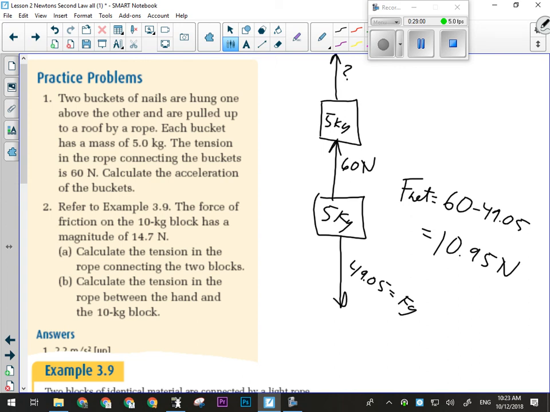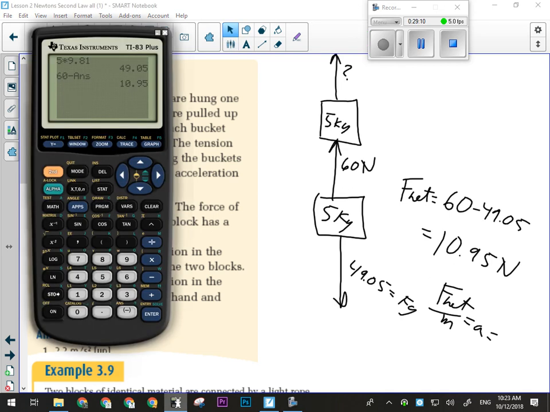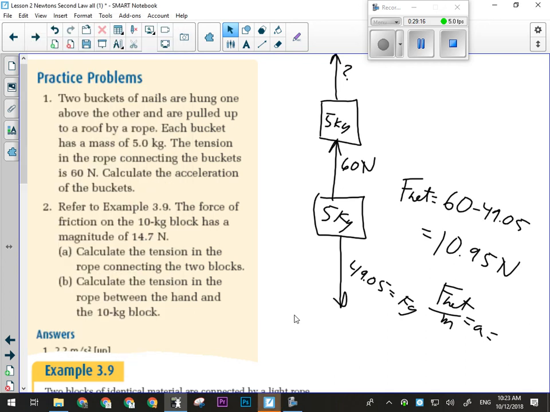Now, I want to find the acceleration of just this pail, so I'm going to divide that by the mass of just that pail. 10.95 divided by 5 kilograms. This thing is going to accelerate up at 2.2 meters per second squared. Everybody all right with that?